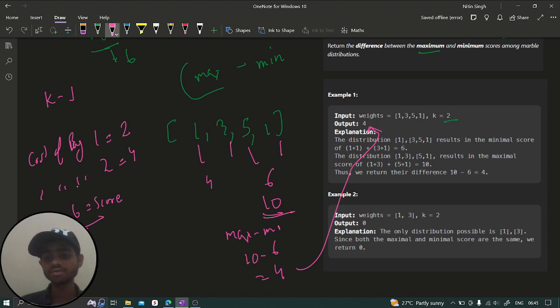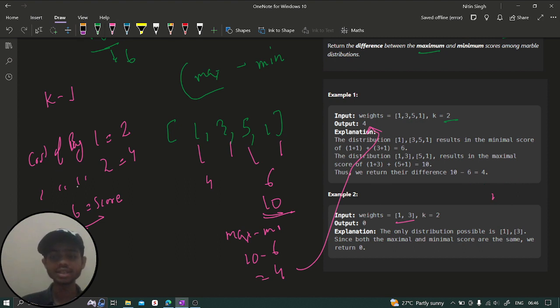Second example, simple guys. We are given the weights array, meaning there are two marbles only, and k is equal to 2, meaning we have to distribute into two bags. So the answer is always going to be 0, right? We have to distribute one marble in one bag, the second marble in the second bag, right? The cost is always going to be the same. We can distribute only one way. There is only one choice, so the score is always going to be the same. The minimum is the same, the maximum is the same, so maximum minus minimum is always going to be 0. Simple guys.